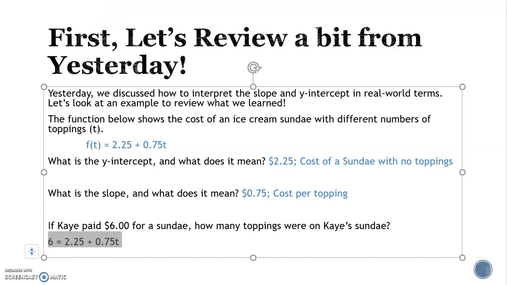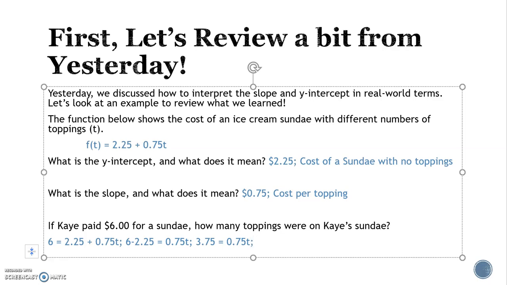So what do we need to do here? We have an equation that we then need to solve. So we need to subtract the 2.25 from 6. So I'm just going to type that in here, 6 minus 2.25, because I'm bringing it to the other side, and that should equal the 0.75 t. So what is 6 minus 2.25? Probably do that in your head pretty easily. That's going to be 3.75. And then we have that equals 0.75 t, and we need to divide off.